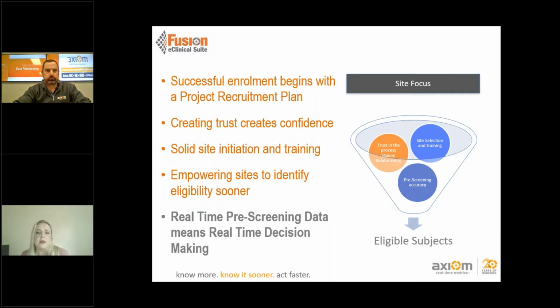At Axiom, we've been able to use our Fusion platform to track pre-screening for both sites and sponsors in real time. So pre-screening logs in our Fusion system also allows us to see sites' recruitment efforts on a daily basis. Real-time pre-screening data means real-time decision-making.